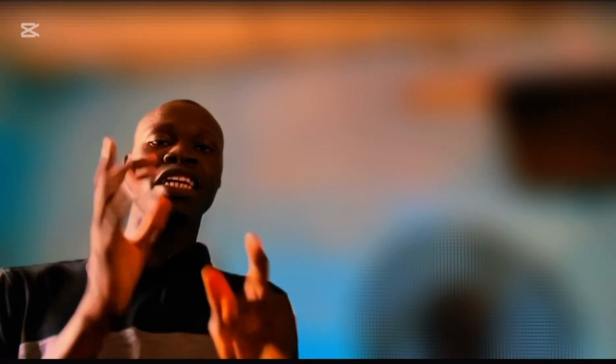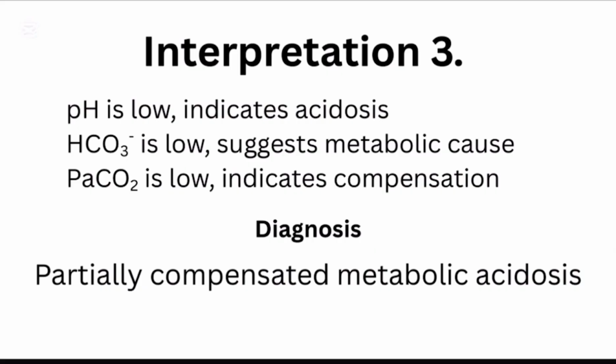We are going to analyze it to see what kind of imbalance this patient is having. Remember the R.O.M.E method. In metabolic imbalances, the parameters are equal. That is to say that they either rise or fall together. So from the arterial blood gas analysis we did, we have it that the pH is low. That is to say that this patient is having acidosis. Now going over to the bicarbonate level, we have it that the bicarbonate level is low.